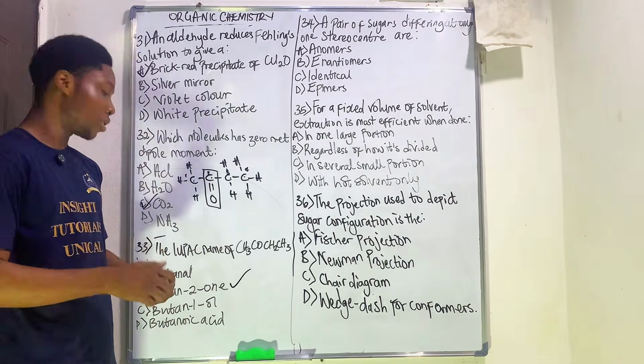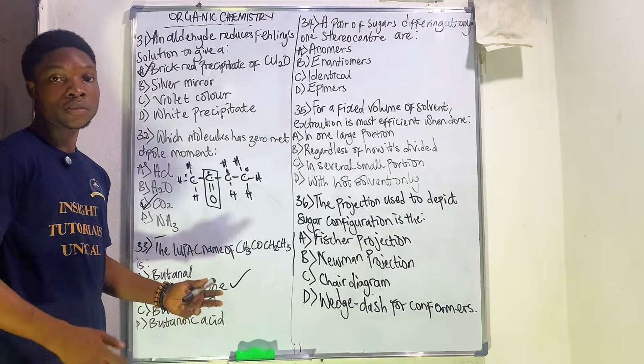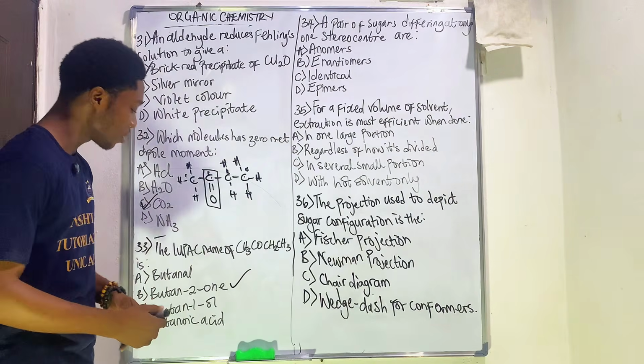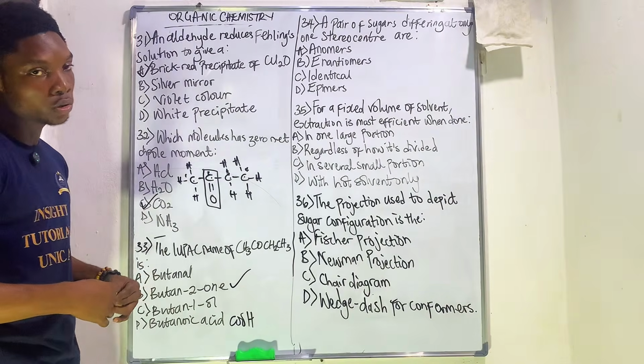Butanal is CH, the functional group for alkanals is CHO, which is not this. Butan-1-ol, the functional group for alkanols is OH, which is not this. And butanoic acid, the functional group for alkanoic acids is COOH, right? So our answer is butan-2-one.